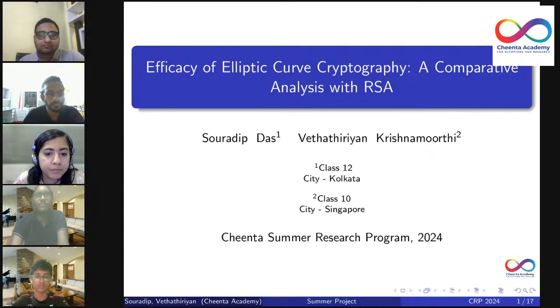Chinta. This particular project is titled Efficacy of Elliptic Curve Cryptography, a comparative analysis with RSA, and the two co-authors are Souradip Das and Vethathiriyan Krishnamurthy. Souradip is a 12th grade student from Kolkata. I think when he started, he was 11th grade, about 5 to 6 months ago, with the research program. And Vethathiriyan is a 10th grader from Singapore.